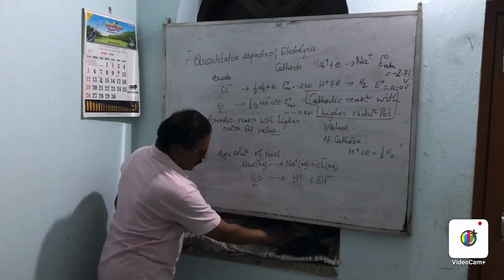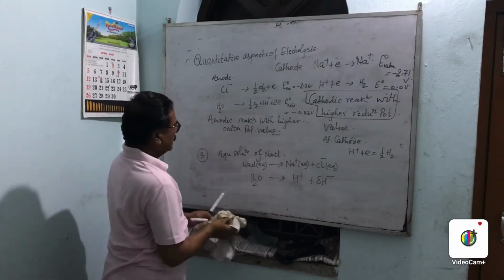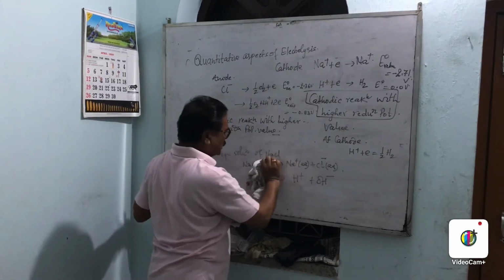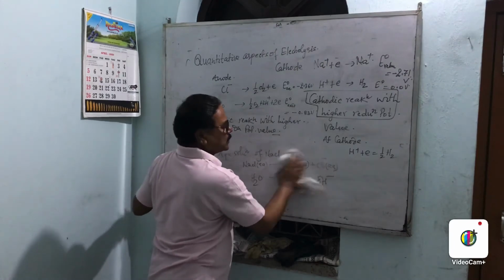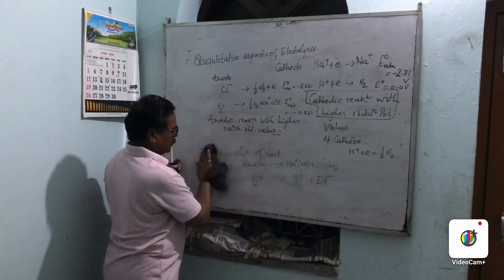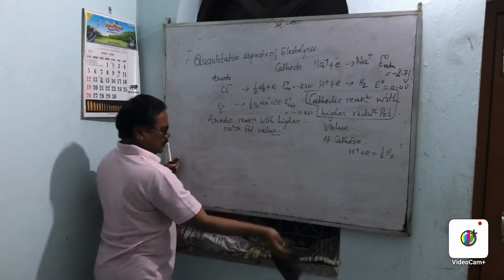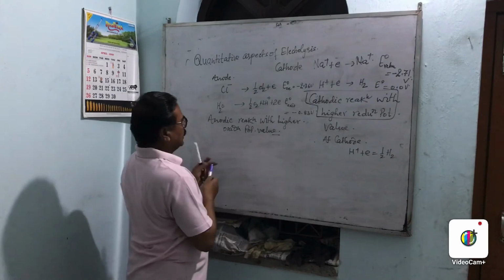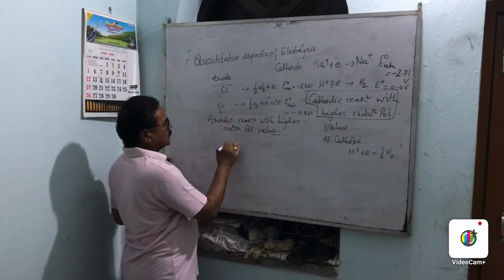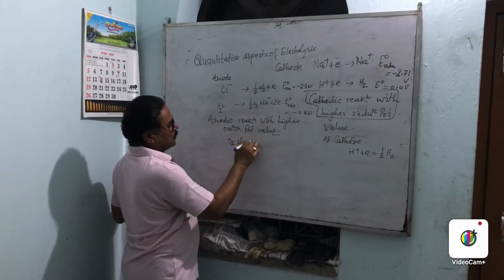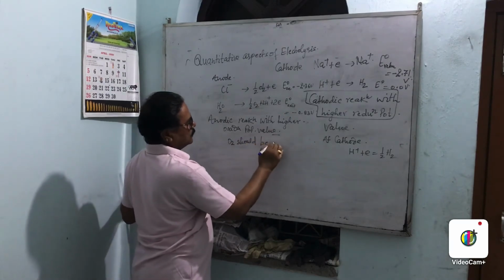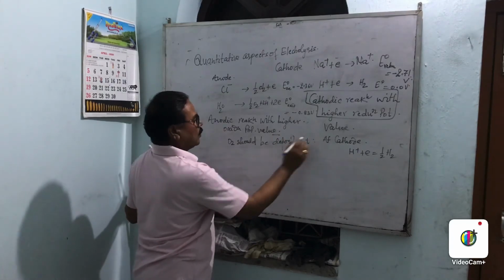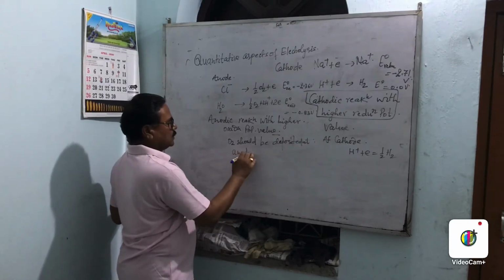That is, water should get oxidized. Which reaction will take place at the anode? That is, water will get oxidized, and oxygen will be deposited at the anode. That is, as per this, oxygen O2 should be deposited at the anode.